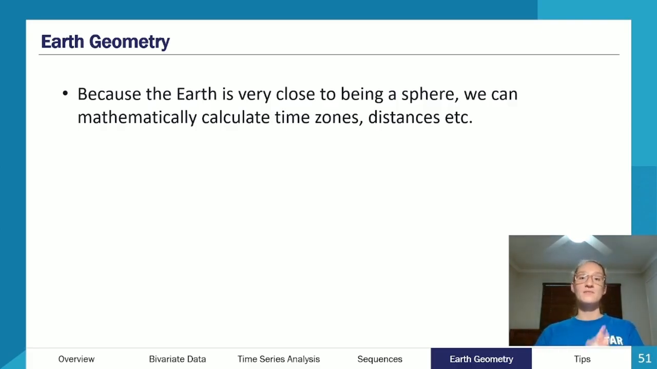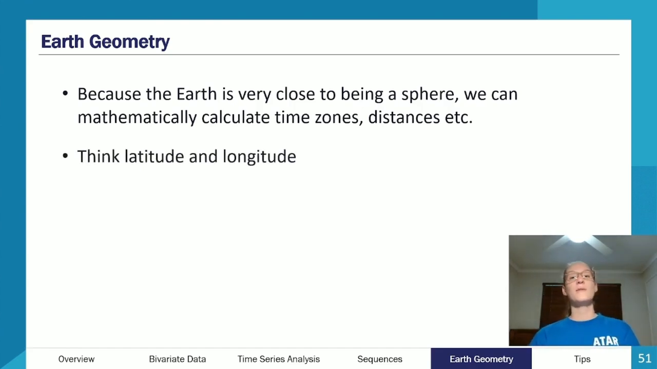Hopefully that makes it a little bit clearer. Because the Earth is close to a sphere, which hopefully shouldn't be too much of a surprise, we can mathematically calculate things like time zones and distances between two different points on the Earth, using what we know mathematically about the Earth being a sphere. So when we're talking about Earth geometry, we're thinking latitude and longitude.